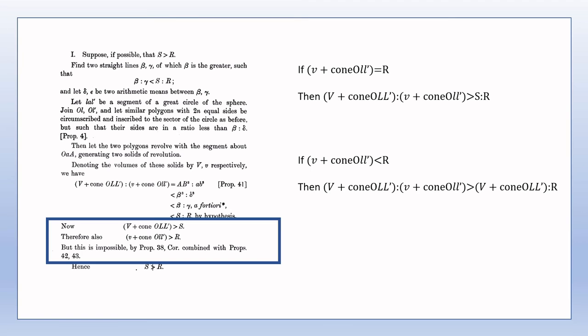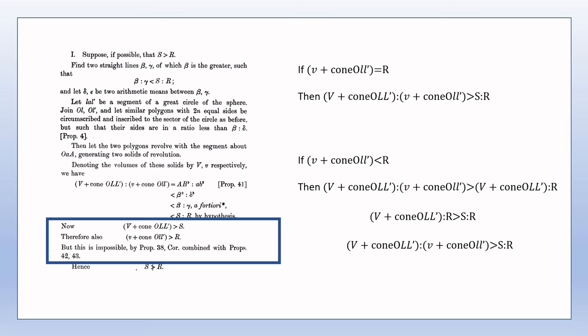Nor can we have that lowercase v plus cone OLL primed is less than R, since then we would have again by Euclid 5.8 that uppercase V plus cone OLL primed to lowercase v plus cone OLL primed is greater than uppercase V plus cone OLL primed to R. And also by Euclid 5.8, uppercase V plus cone OLL primed to R is greater than S to R, since uppercase V plus cone OLL primed is greater than S.